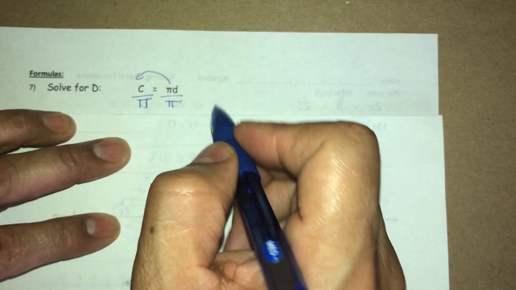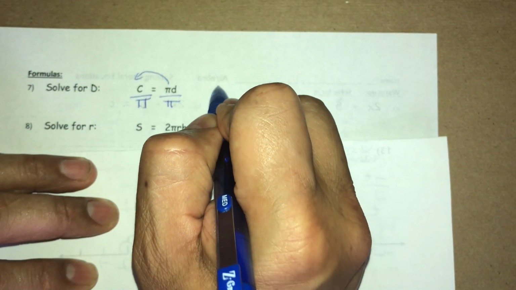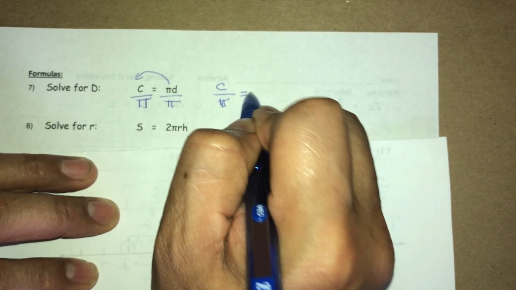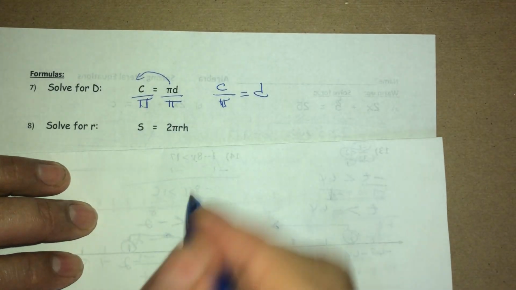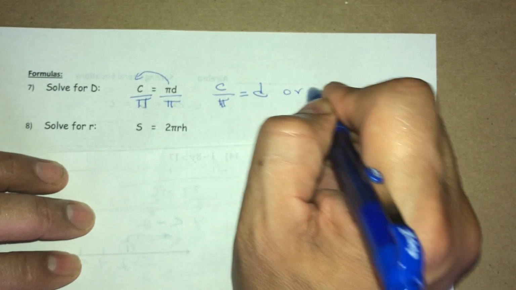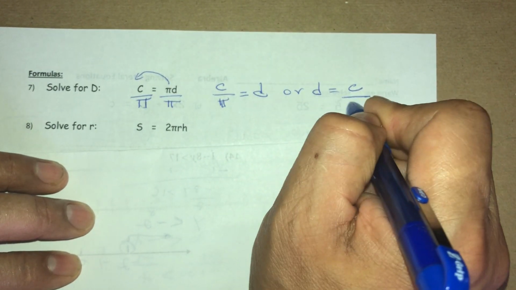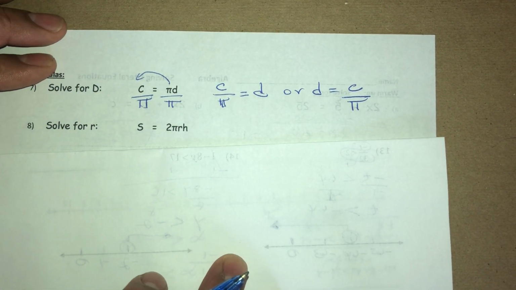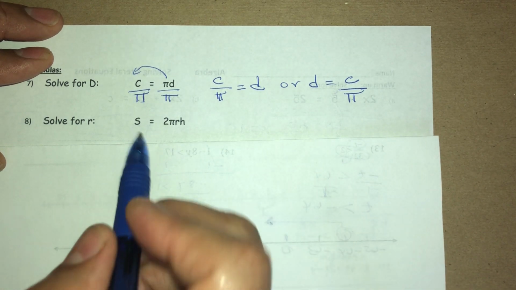So if we divide by pi, then that means that c over pi equals d. And that should be my answer. Or you can write d equals c over pi. Same thing, all right?